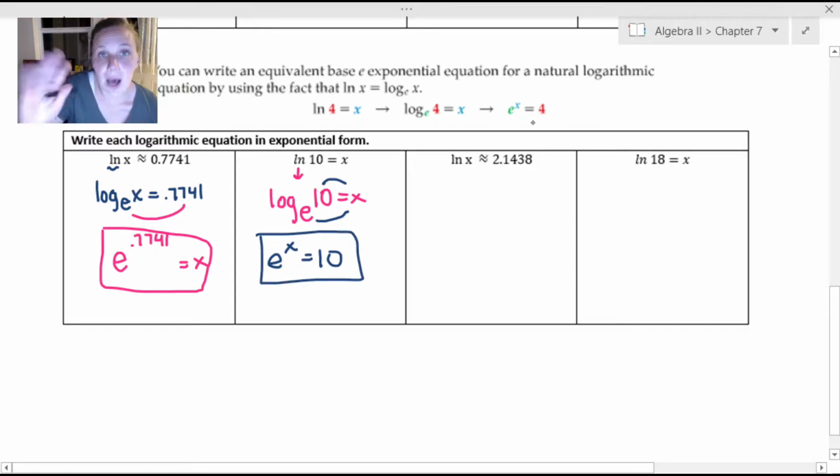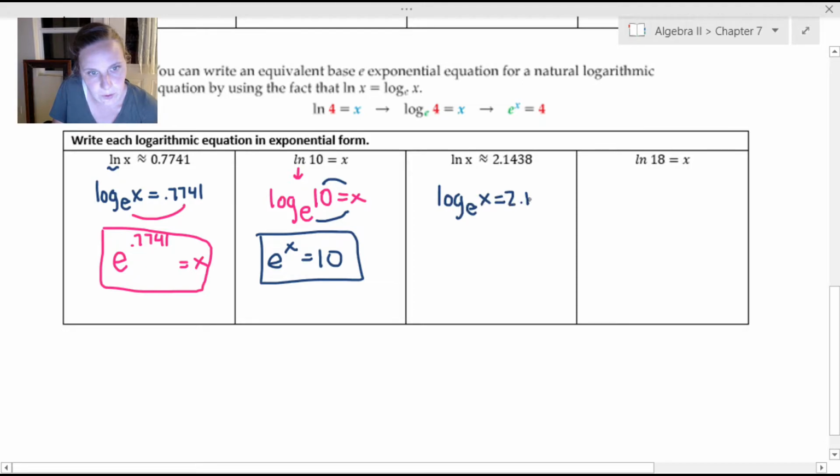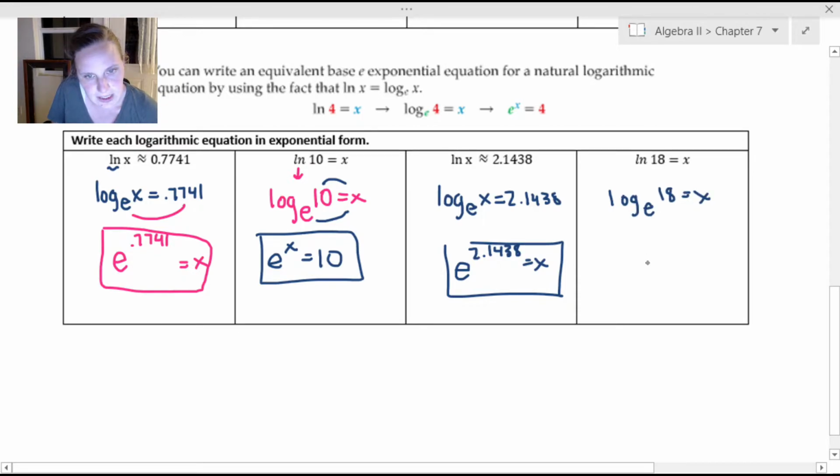All right, pause it. Try these on your own. Don't take my word for it. Okay, I'm going to assume you paused it. Log base e of x is about 2.1438. And now to write it in exponential form, I do the swoop-de-doop. e to the power of 2.1438 is equal to x. Done. Same thing. Log base e of 18 is equal to x. So e to the power of x is equal to 18. There are problems like these too on that practice.